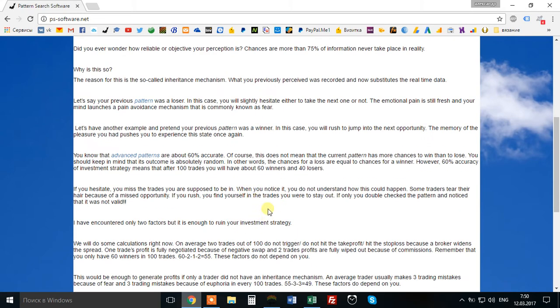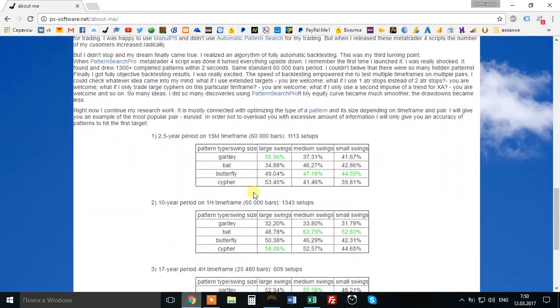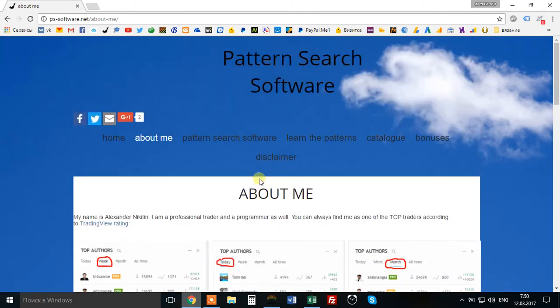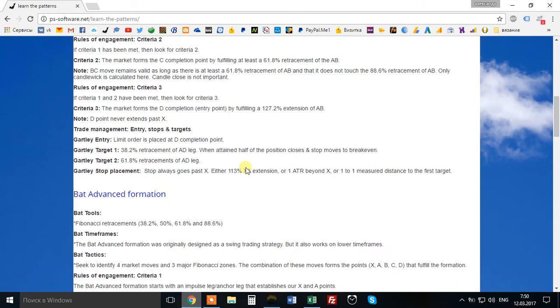Homepage. What is there on the homepage? This is a psychological article. About me section. This is the history of creation of my software, the history of my success. And here is the tab, learn the patterns. You will learn all the pattern rules, how to identify them.